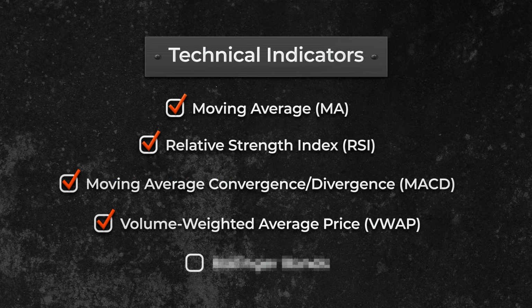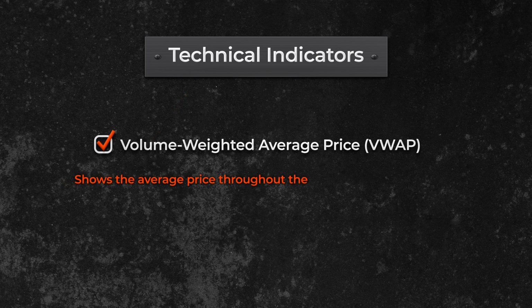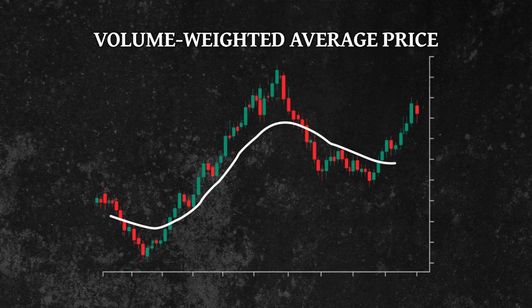VWAP, the volume-weighted average price, is one of the most widely used futures trading indicators because it shows the average price at which a contract has traded throughout the day, weighted by volume. That gives traders a benchmark to gauge whether price is trading at a fair level. When price trades above VWAP, the session has a bullish bias and buyers are paying above the day's average. Below VWAP, the bias is bearish. Many professional traders use it as a decision line, looking for long setups above it and short setups below it.